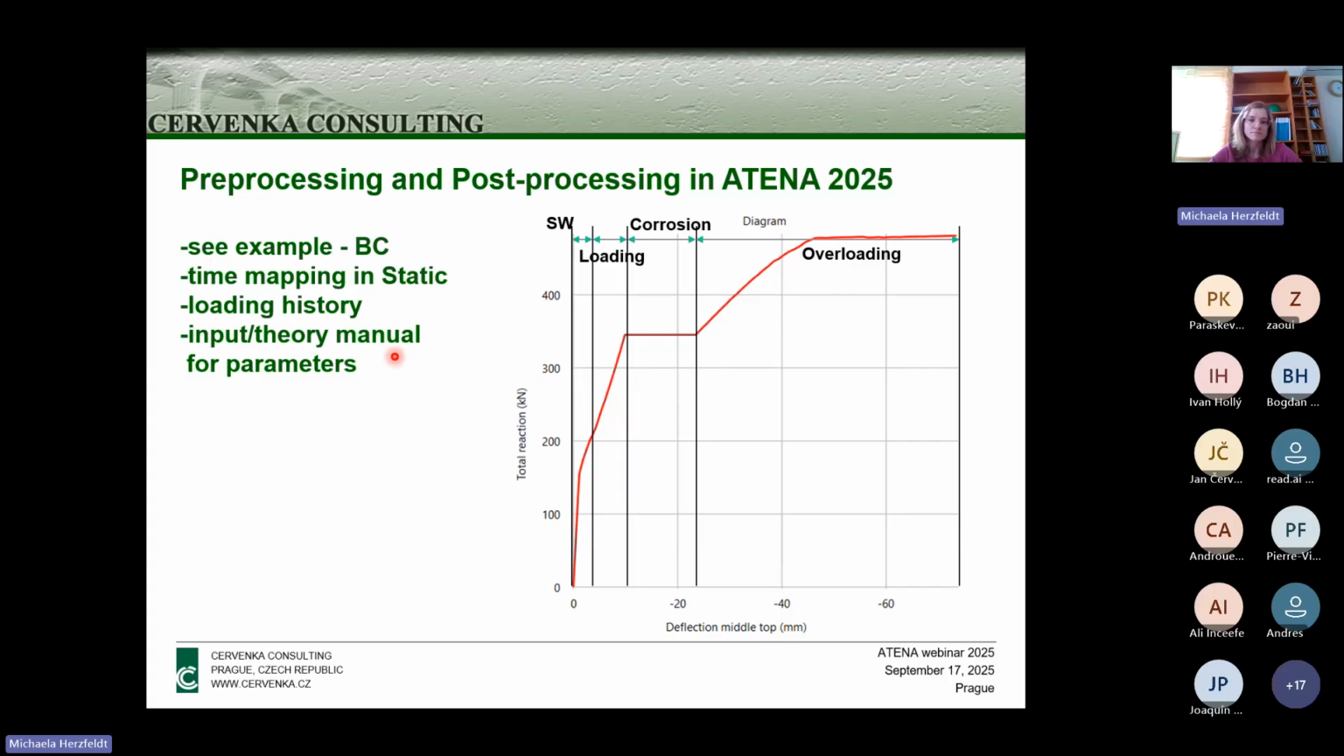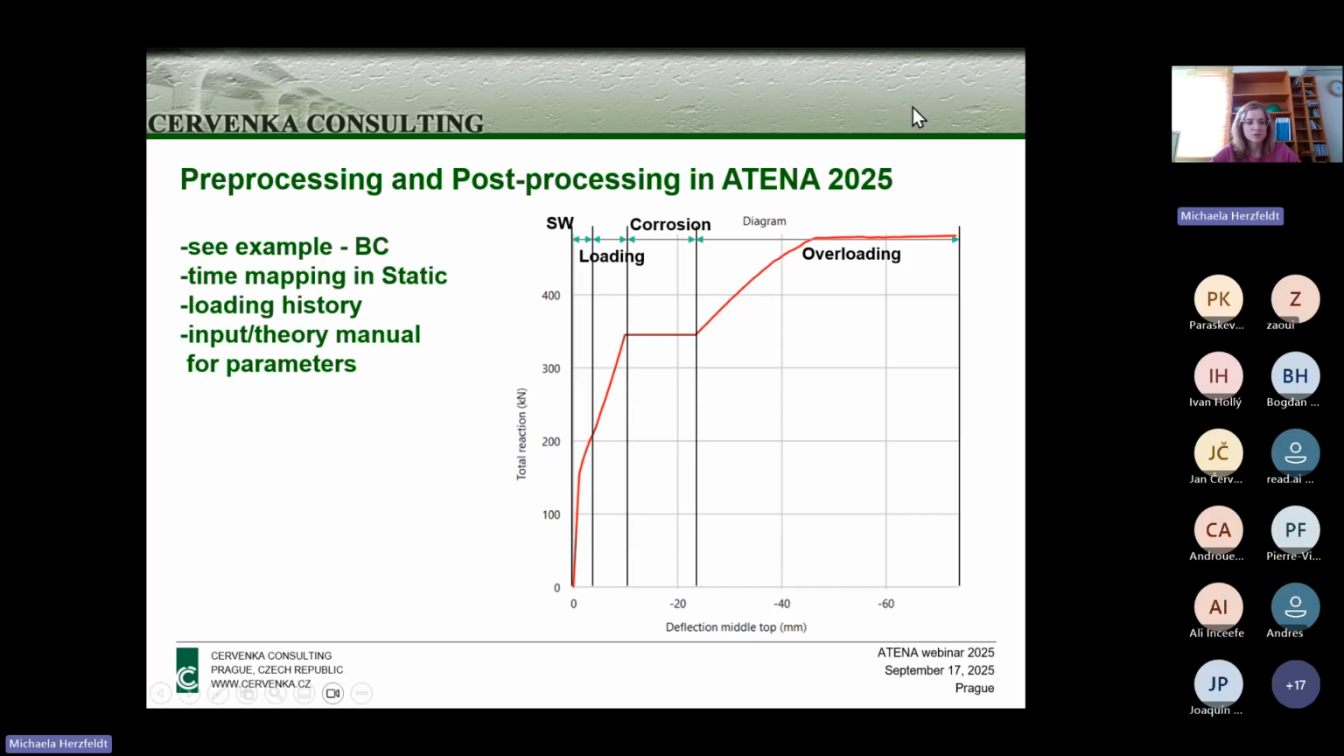Yeah, and because even these analyses specifically have a lot of different parameters that are ranging, and some of them you need to either find in the literature, or you need to base them on some experiments, it's good to check two of our manuals for this. It's either the ATENA input manual or the theory manual.